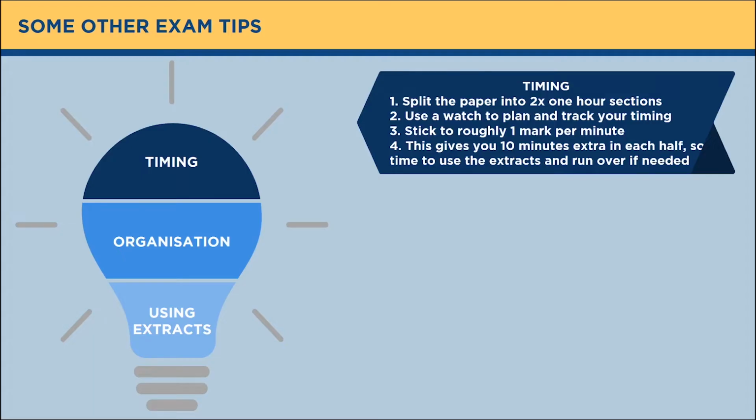So both sections give you 1 hour. That's how I would do it. And I would be very careful not to cross between sections. Do all of section A and then all of section B. It just helps you with your timing to get that right. So use a watch to plan and track your timing.